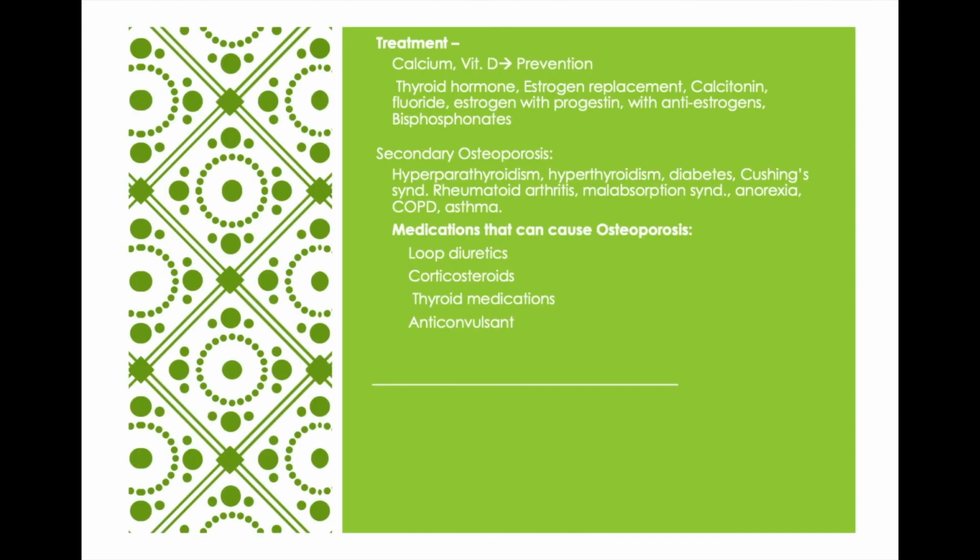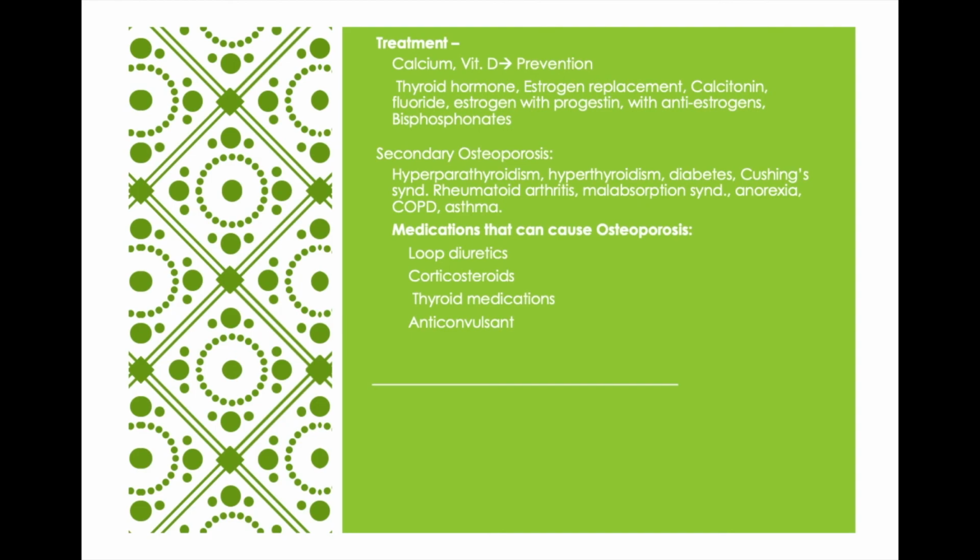Okay, so the treatment for osteoporosis is usually giving them calcium and vitamin D. This is usually for the prevention. And then secondary osteoporosis could happen because of hyperthyroidism, diabetes, Cushing syndrome. So different diseases and diagnoses could cause osteoporosis. And then medications could also cause osteoporosis, like long-term use of them. So anticonvulsant medications, loop diuretics, corticosteroids, thyroid medications, all of these have risk factors for osteoporosis.